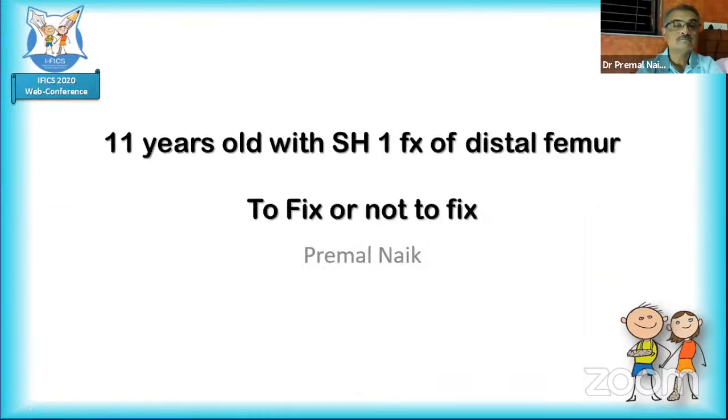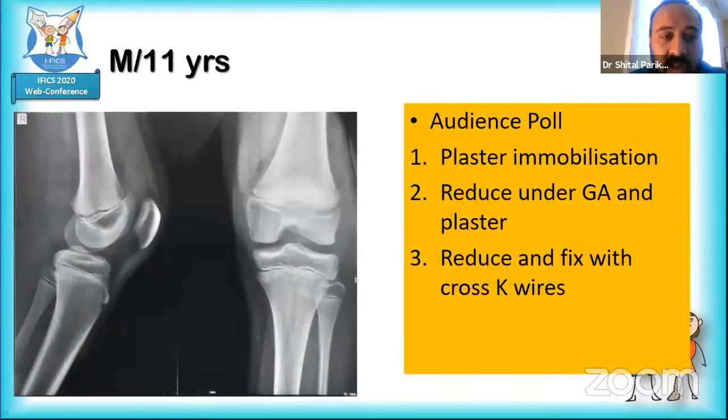So this is an 11-year-old with a Salter 1 fracture of the distal femur, and the question is whether you would fix it or not. So here is the x-ray. We have an audience poll here. It's a Salter-Harris 1 fracture of the distal femur in a good anatomic position. Would you treat this in a cast, reduce it further and then cast it, or fix it with cross K-wires?